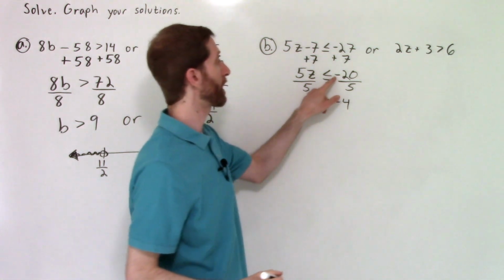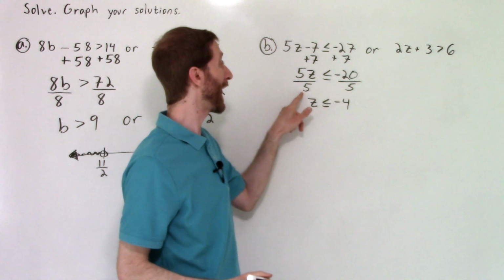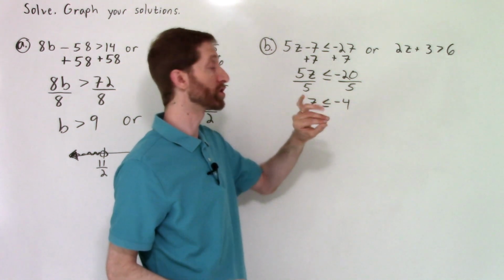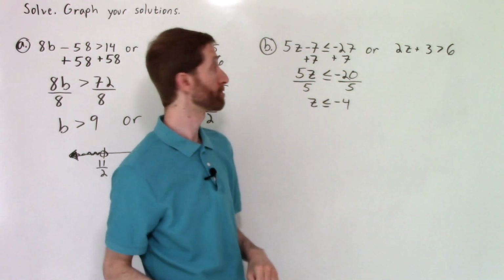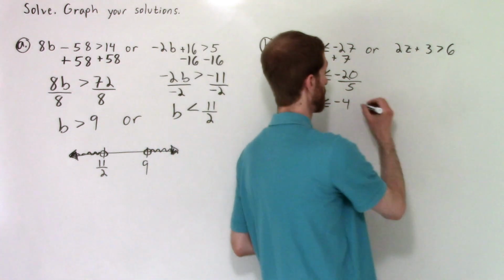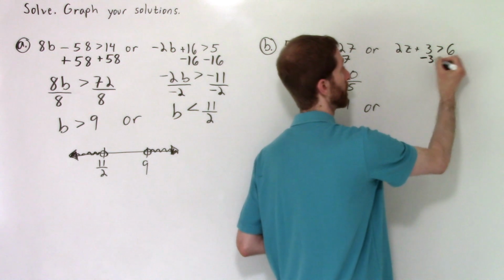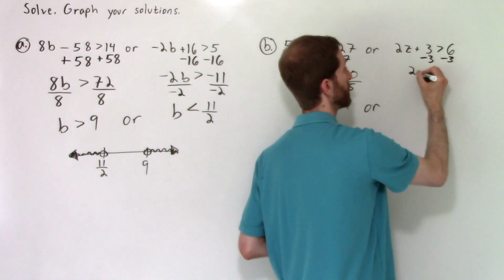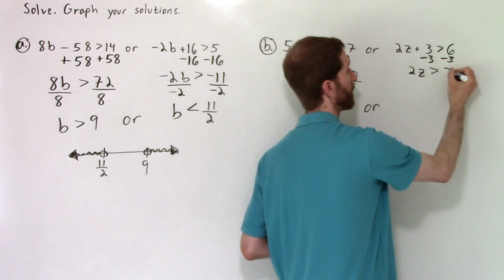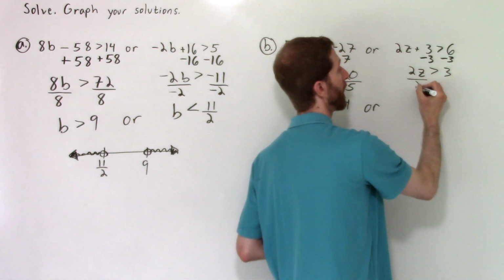Don't be fooled by the fact that negative 20 is a negative number. We actively divided it by positive 5, which is why the inequality sign does not switch. All right, on to this next part. I'll just throw down the OR right away, because we know it's going to be OR this one. I subtract 3 from both sides. That leaves me with 2z is greater than 3. And I divide by 2 to isolate z.